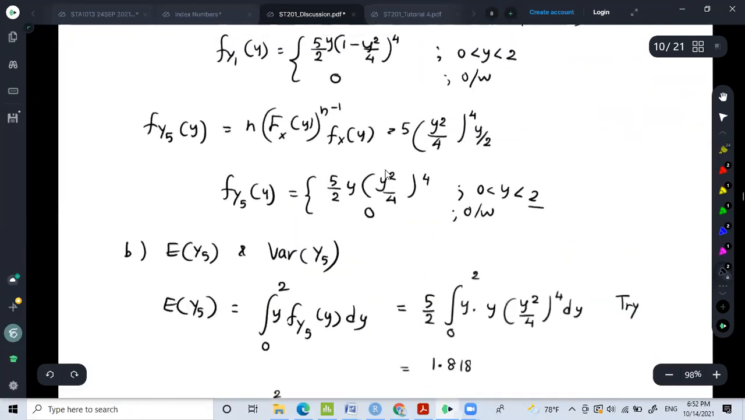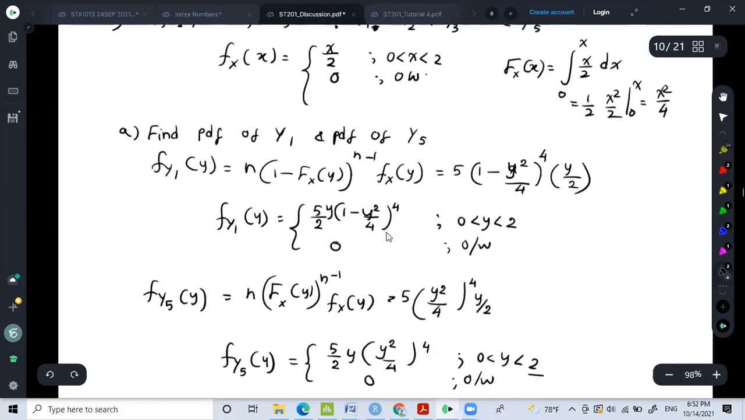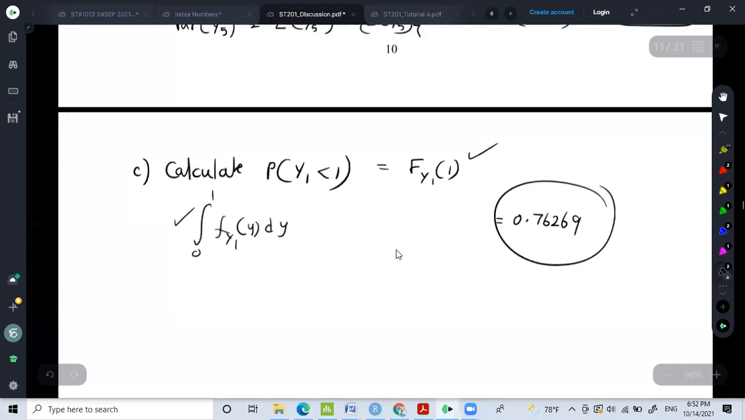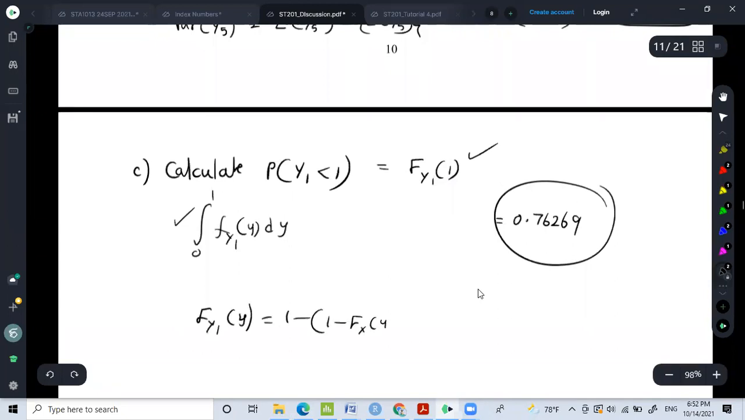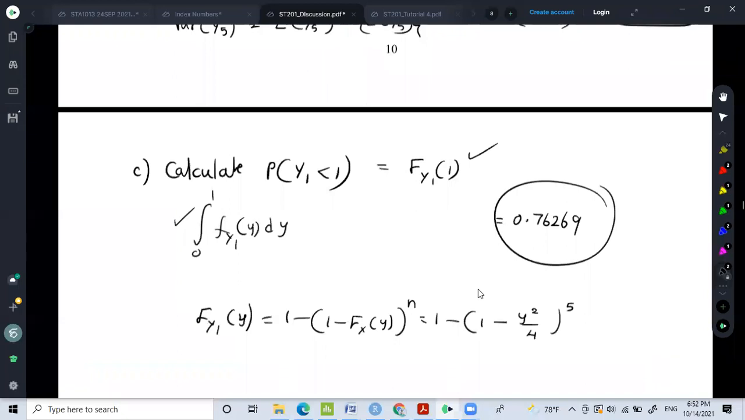Since you have the fy1, this one, you can integrate it from 0 to 1 and check it. Or you know the CDF of the minimum and just substitute the value 1 for y, and easily you can find it, right? I think using the CDF is easy because you know this is 1 minus y to the 4 to 5, right? So you can easily find this probability.